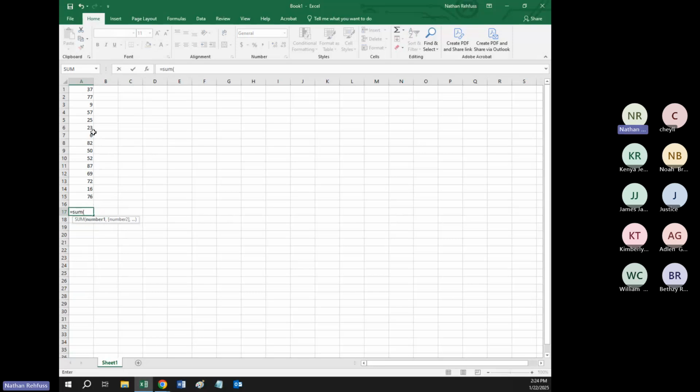I'm going to open a parenthesis and then select my whole data set here. Now I'm adding those up. They apparently add up to 738.